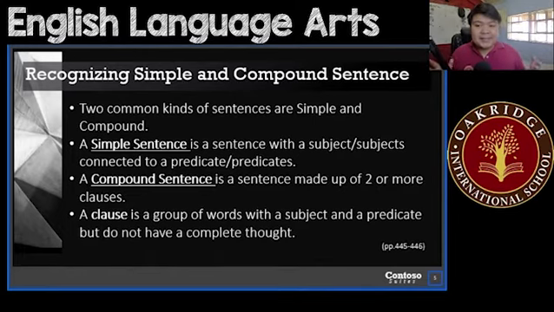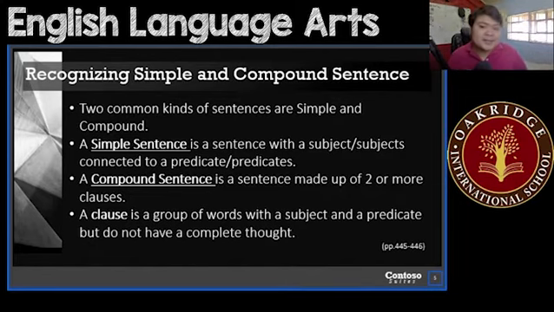Okay, a simple sentence is a sentence with a subject or subjects connected to a predicate or predicates. Why is it subject or subjects and predicates? Because there are times wherein certain sentences have one or more subjects and one or more predicates. But the thing that you have to understand about simple sentences is that the subjects or the group of subjects should be connected to the predicate or to the group of predicates. Alright? There should just be one pair.